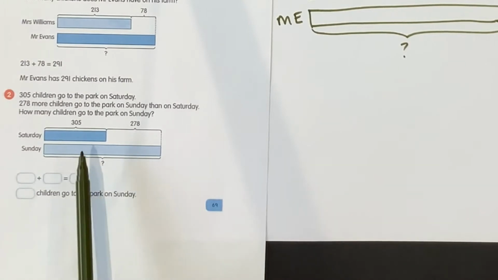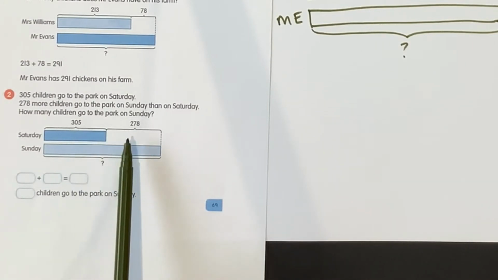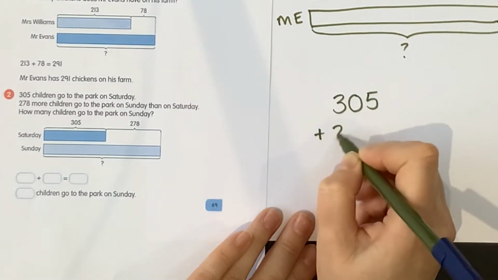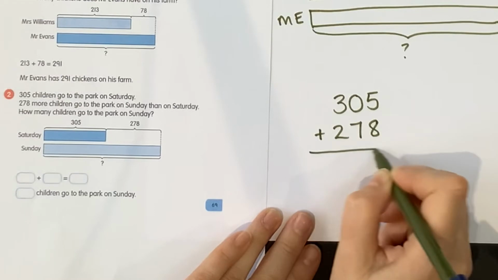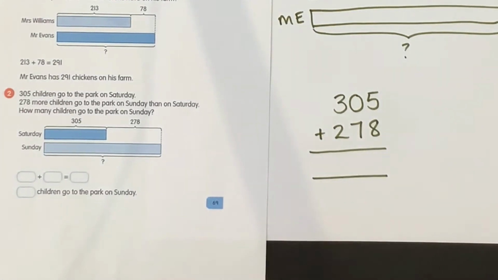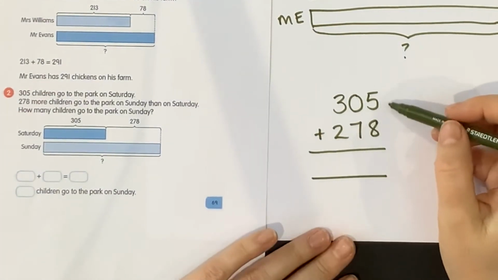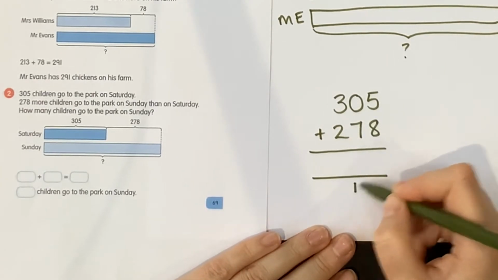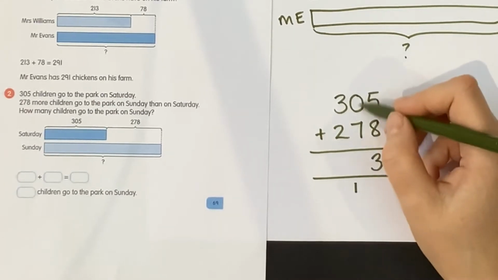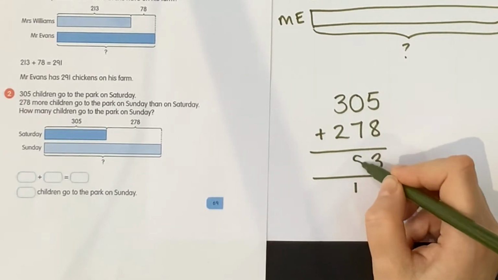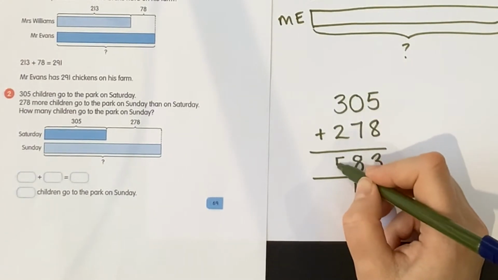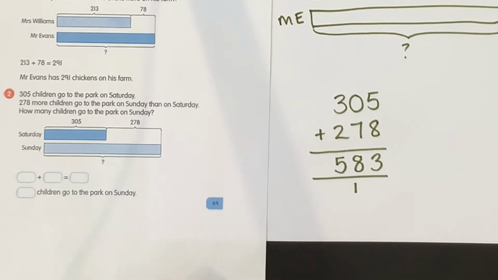Okay, hopefully you spotted that we need to do 305 add 278. So I'm going to do that. I'm not going to draw it today. I'm going to use the abstract. You might have drawn the models, or you may have used base 10, that's fine. Ones first. 5 ones add 8 ones is 13 ones, which is 1 ten and 3 ones. Tens, 7 tens add 1 ten is 8 tens. And then hundreds, 3 hundreds add 2 hundreds is 500. 583 children go to the park on Sunday.